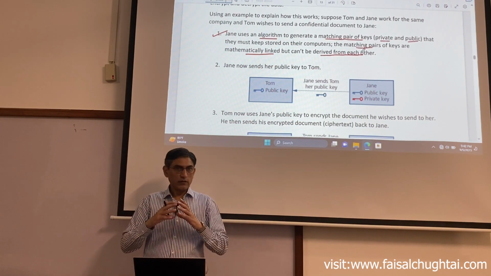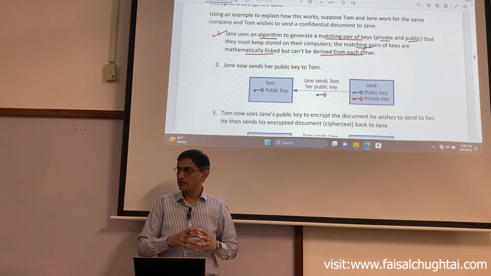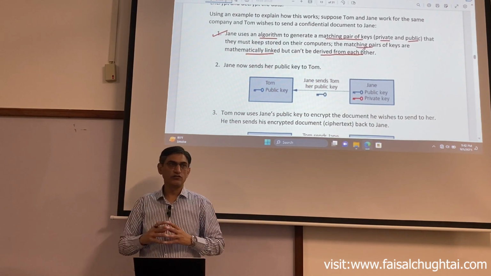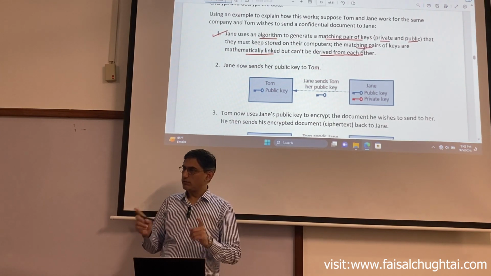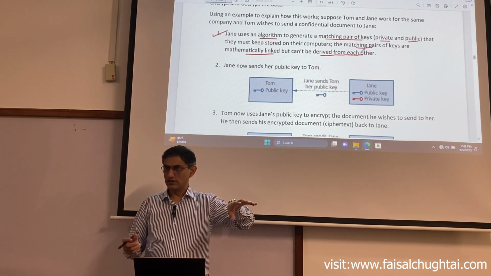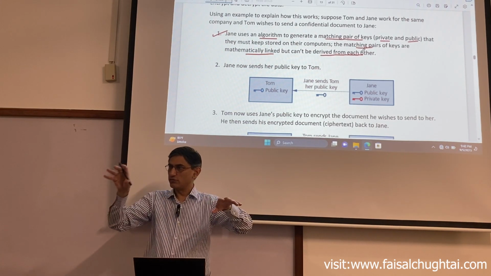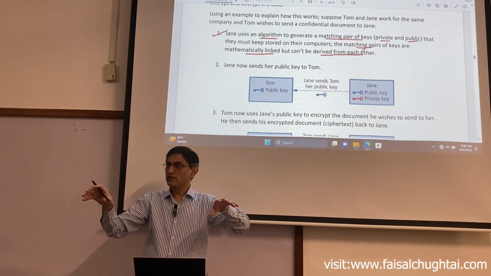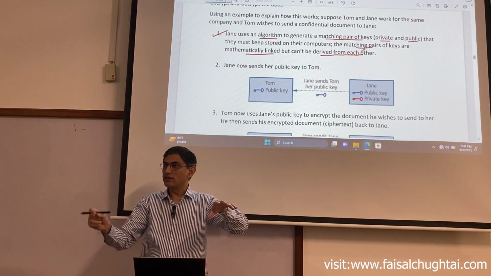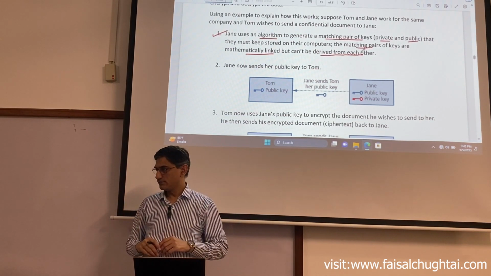The private key that Jane creates using the public key only remains with Jane. Jane is not sharing it. Jane has to share the public key so that Tom can use the same key to encrypt the message. Jane knows what that public key is. So when Tom sends that message back to Jane, Jane will not use the public key to decrypt it. She will use that mathematically calculated private key that is only with her to decrypt the message.